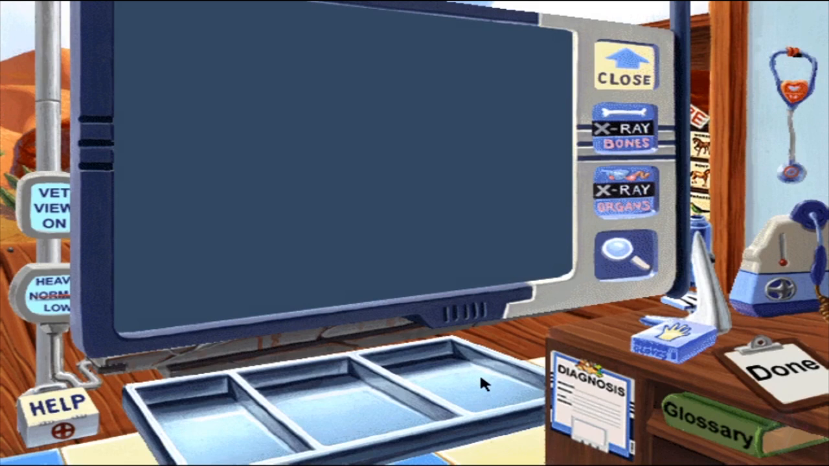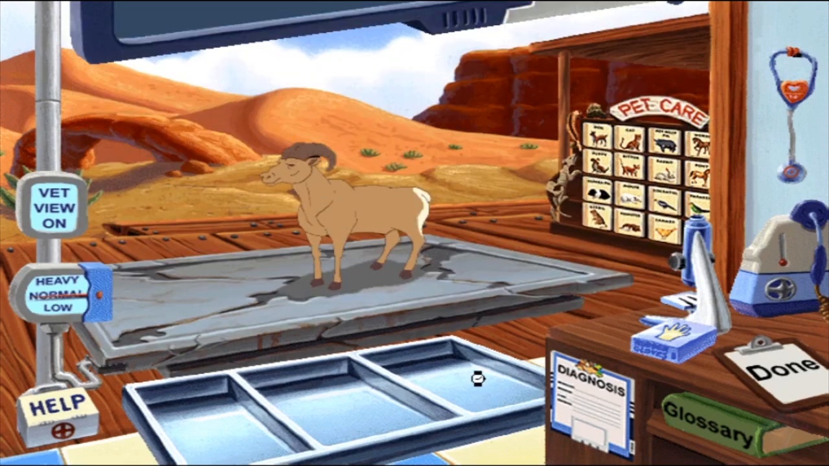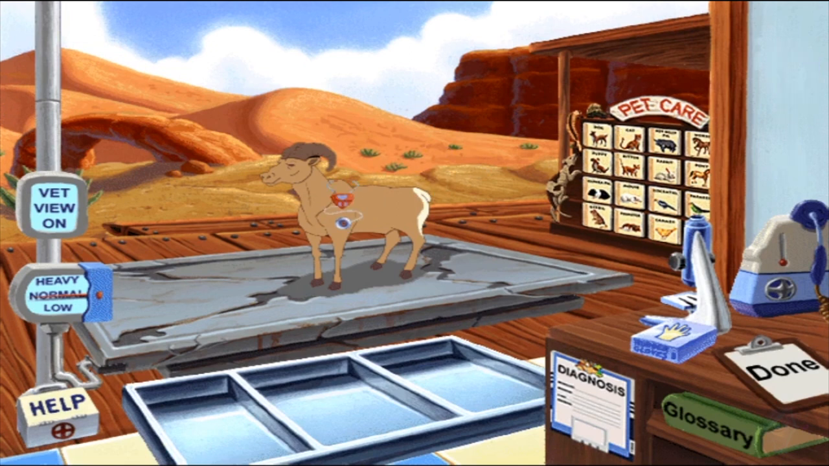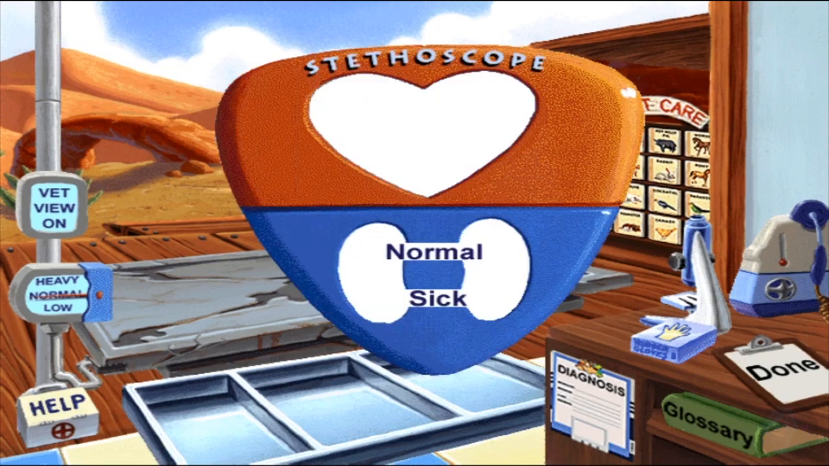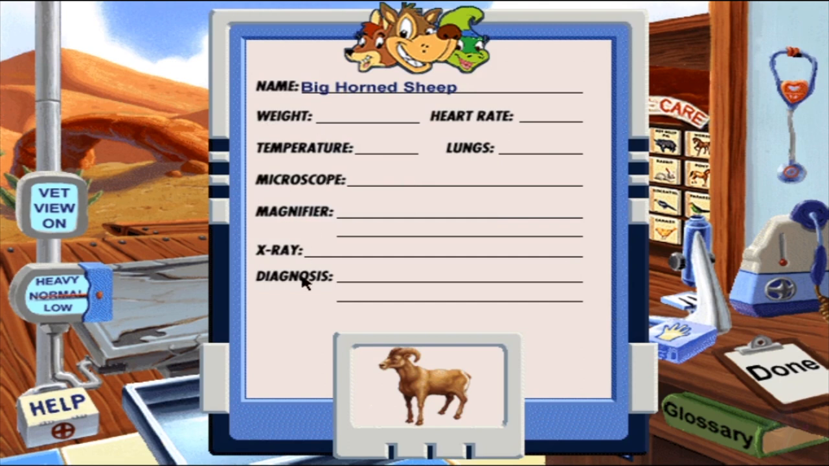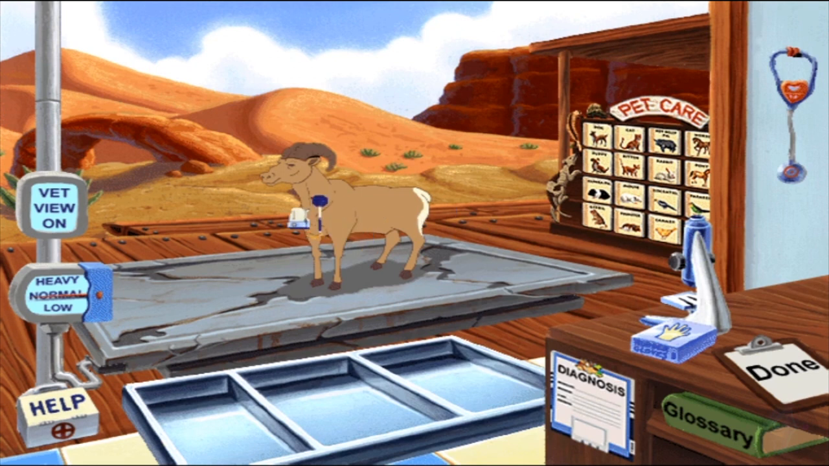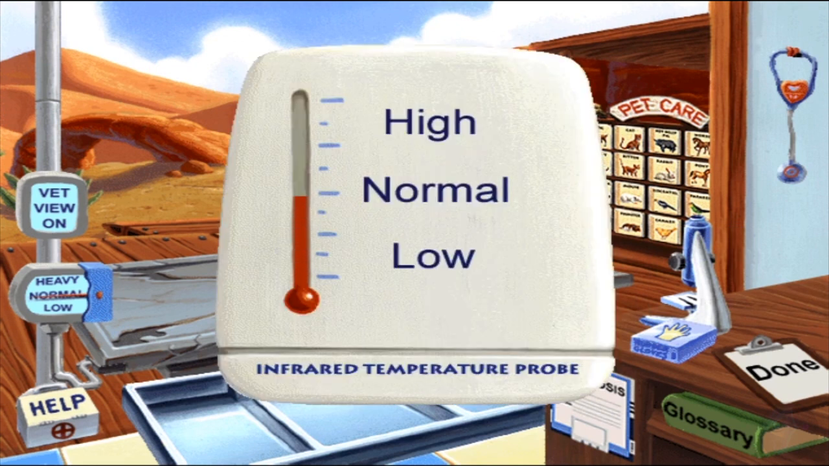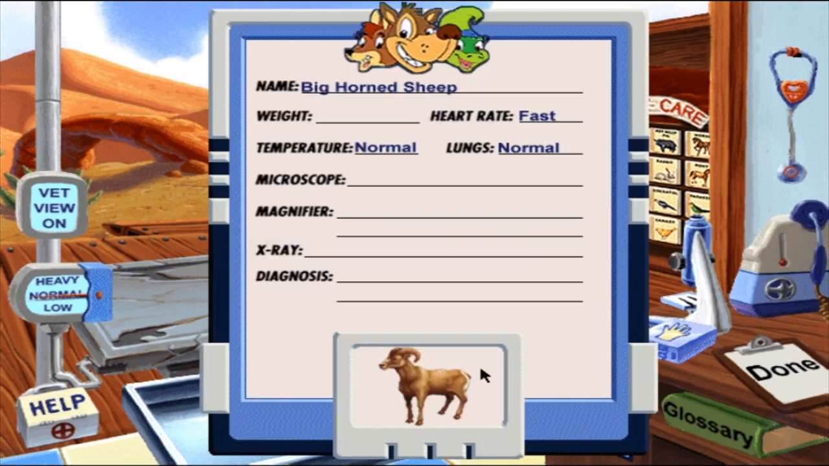You've brought an animal in for examination. The animal's heart rate is fast. This animal's lungs sound normal. This animal's temperature is normal.